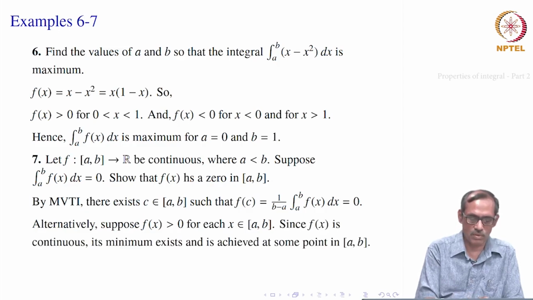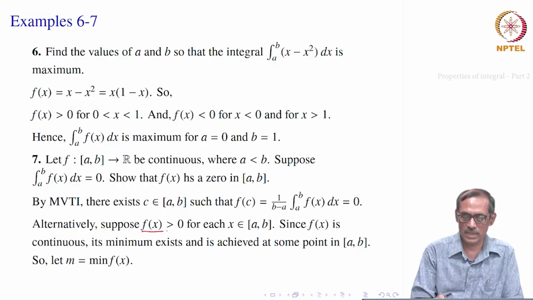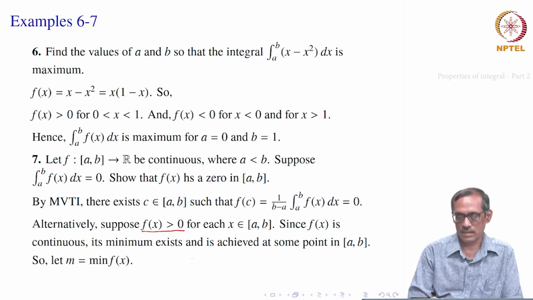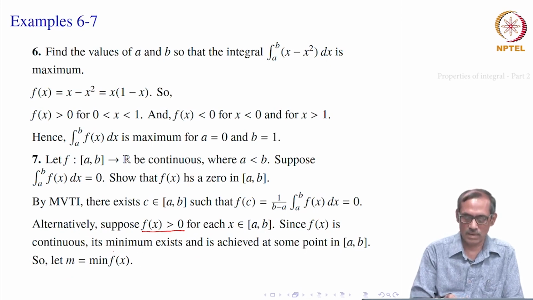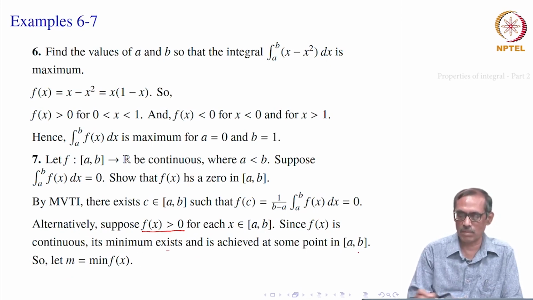Or alternatively, you can argue the way we have just described. If you take f of x greater than 0 for each x in this interval, then what happens? Its minimum exists and is achieved at some point in a, b.